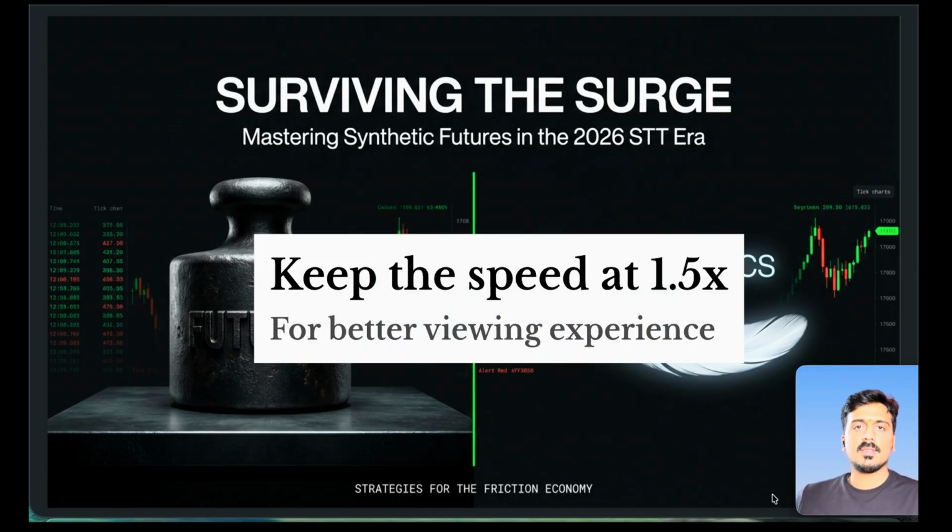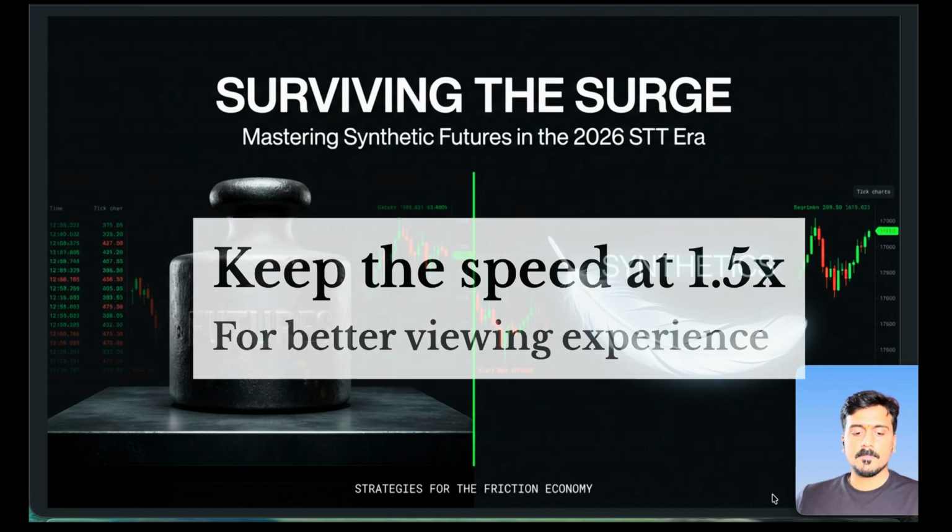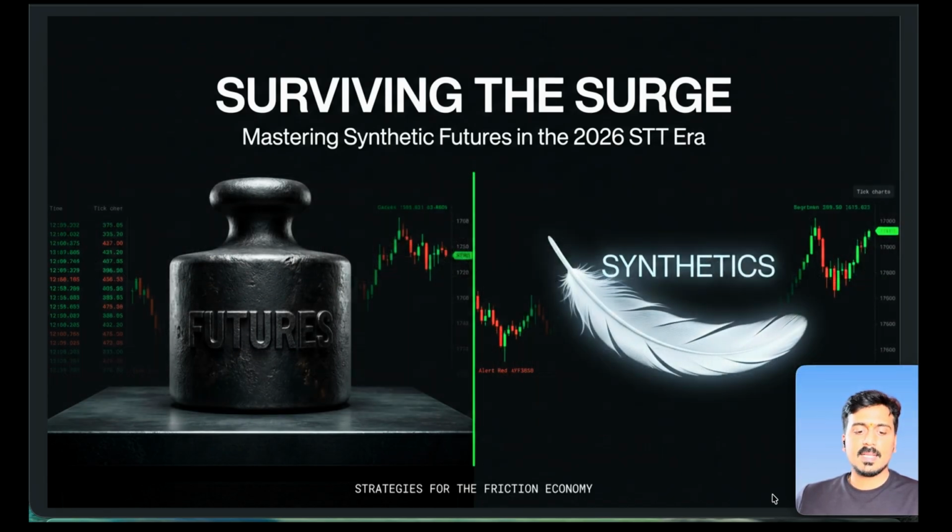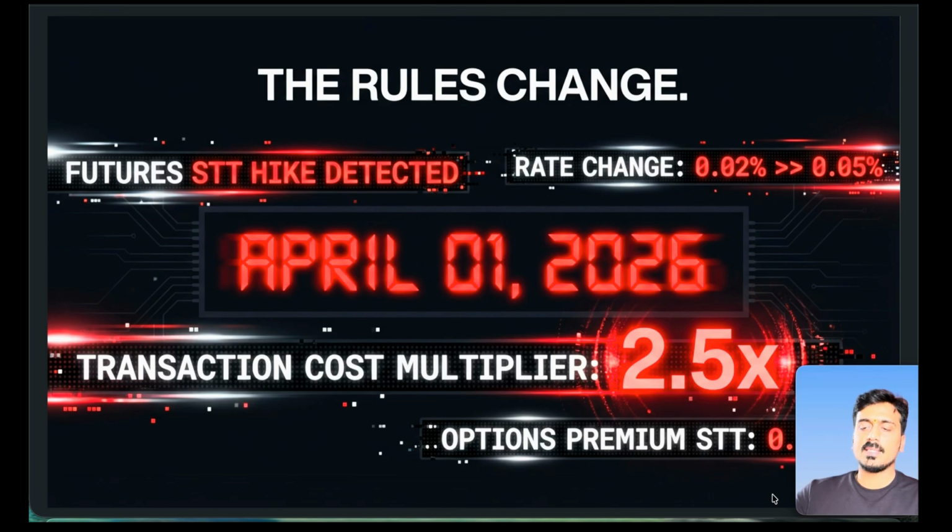As we all know, recently the finance minister increased the STT on futures and on options. The increase is actually pretty high, and that is going to impact the traders a lot. To see the numbers exactly, the STT on futures was increased from 0.02% to 0.05%, and the STT on options was increased to 0.15%. This change is effective from April 1st.